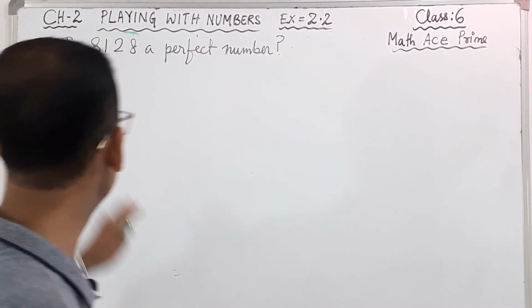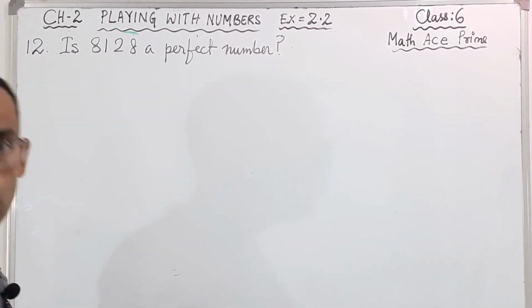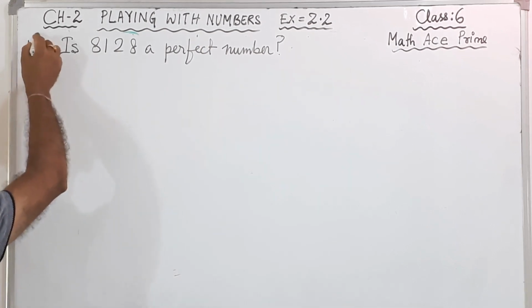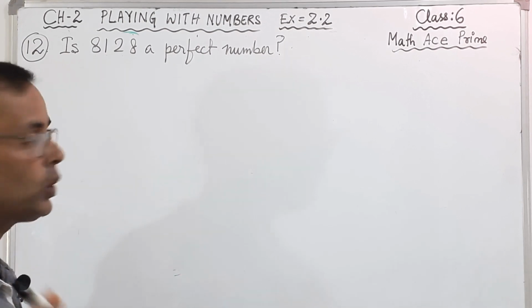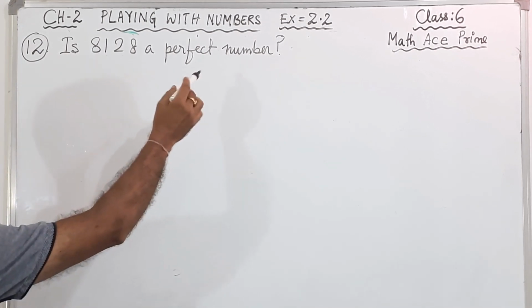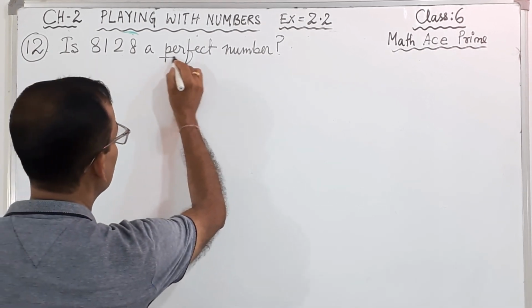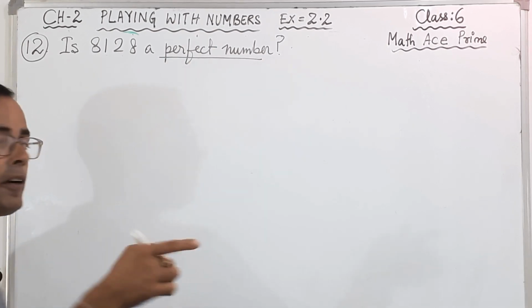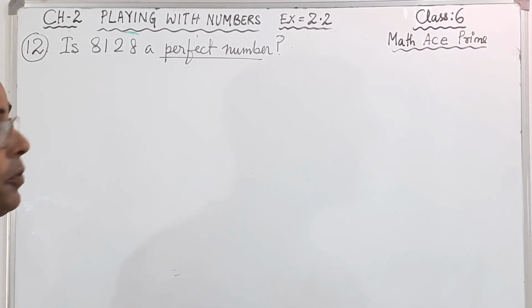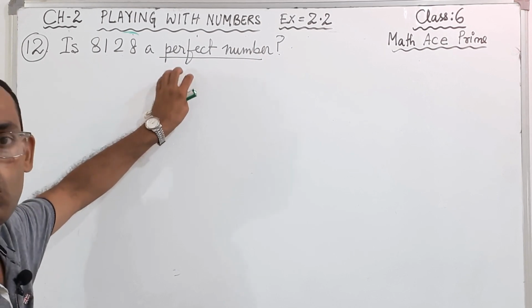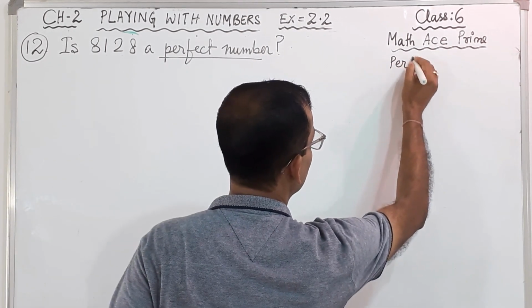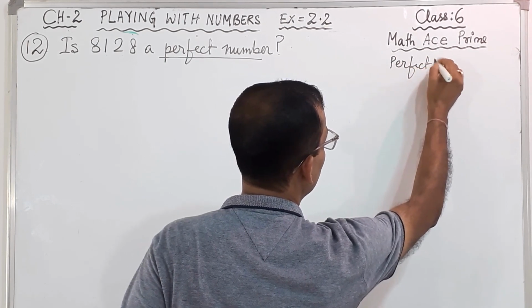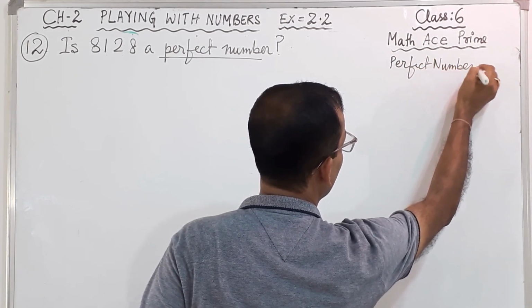Now let us come to the next question, question number 12. What it is telling is, is 8128 a perfect number? So to find out whether it is a perfect number or not a perfect number, we have to know what a perfect number is. So what is a perfect number? What is a perfect number? Okay?